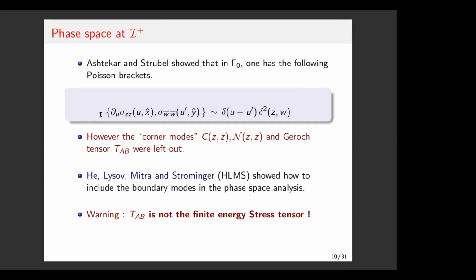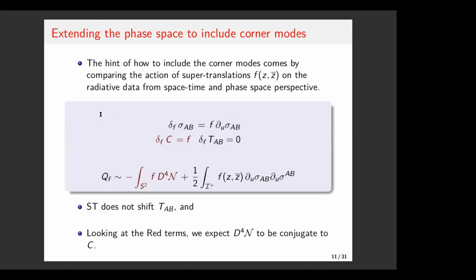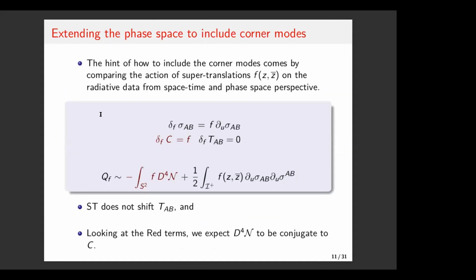and the scri, and I just wanted to give a warning that the T is just the Geroch tensor, not the finite-energy stress tensor for the theory. So now the analysis that HLMS did was very instructive, and that's what we are going to use later. So I'm going to just briefly review their analysis quickly.